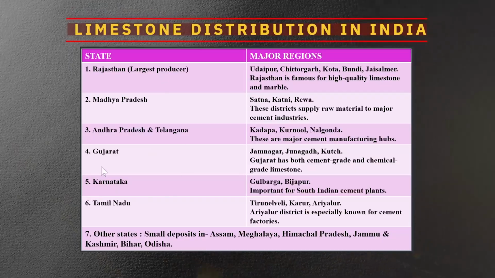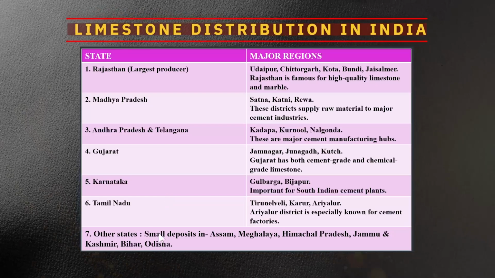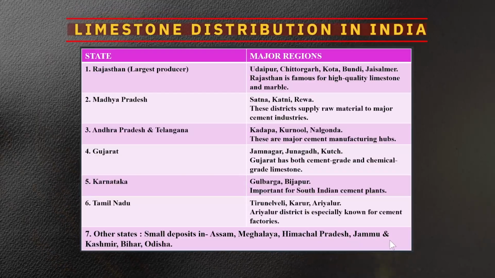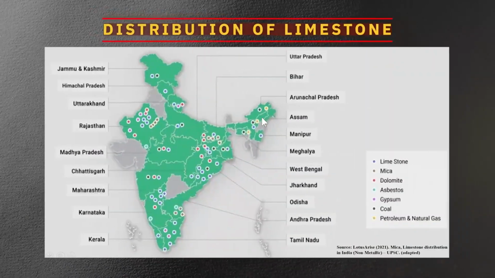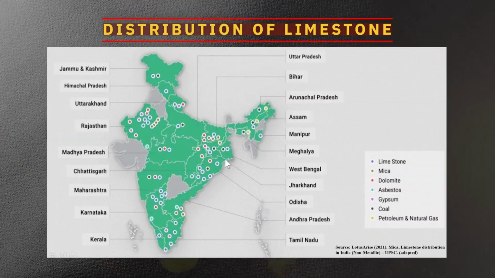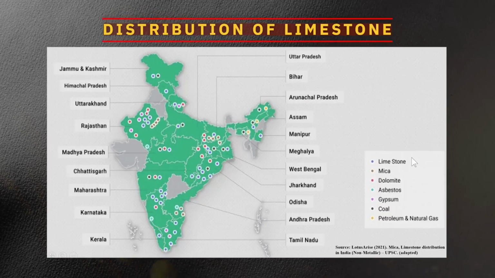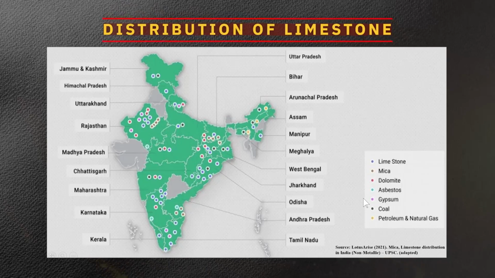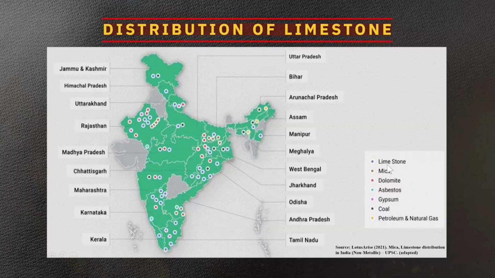And apart from these states, there are some other states where we can see deposits of limestone, and these small deposits include Assam, Meghalaya, Himachal Pradesh, Jammu and Kashmir, Bihar and Odisha. Now let's see this visual image of India, and let's focus on the locations where limestone can be seen. In this map, an index has been shown where different types of minerals are denoted with different colors and symbols, but our main concern is limestone. So we will focus on limestone basically.